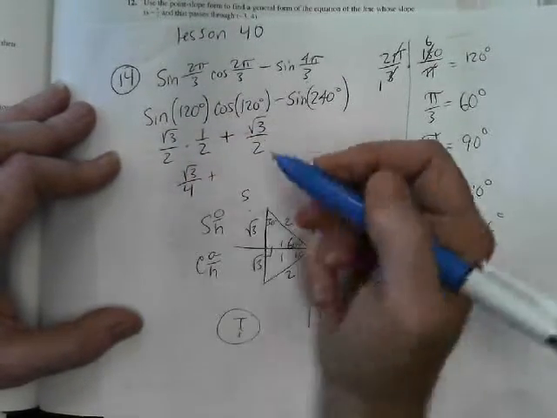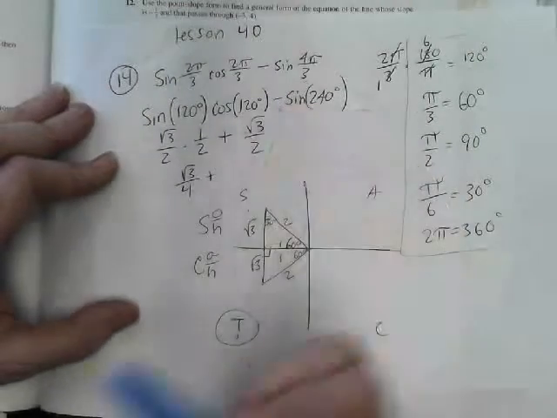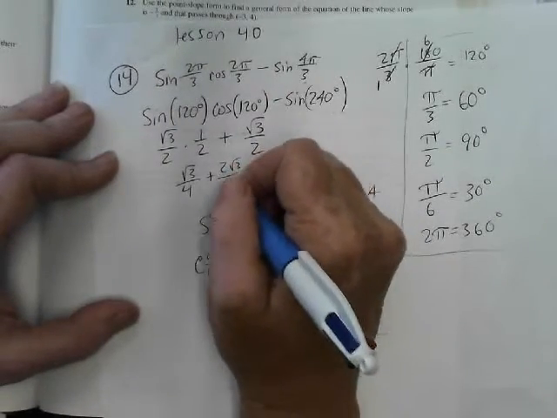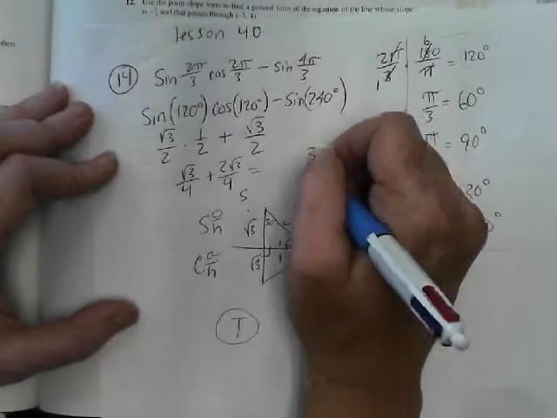And then this, if I want to do a common denominator deal on it, I can multiply the top and bottom by 2, and I can say that's 2 root 3 over 4. And then I can get these together, and I can say that's 3 root 3 over 4.